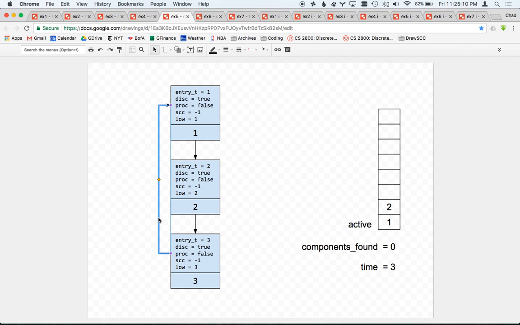But of course there isn't. So we do actually set the low of vertex 3 to be vertex 1. And then we don't have to process vertex 1. We are now done processing the edges out of vertex 3, which means we are going to process it late. And we check to see whether low of vertex 3 equals 3, which it does not.